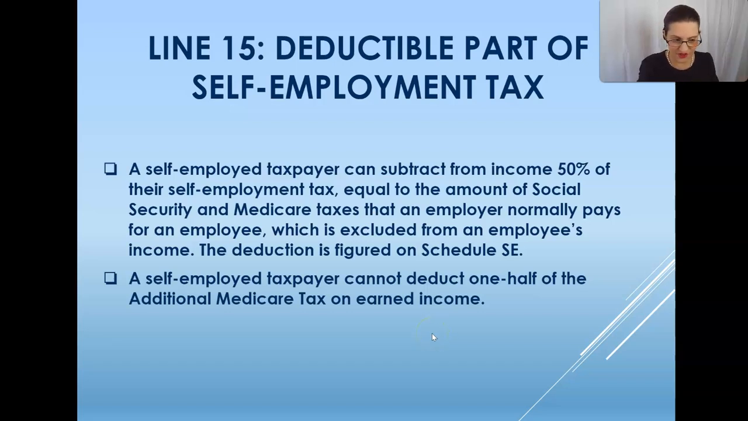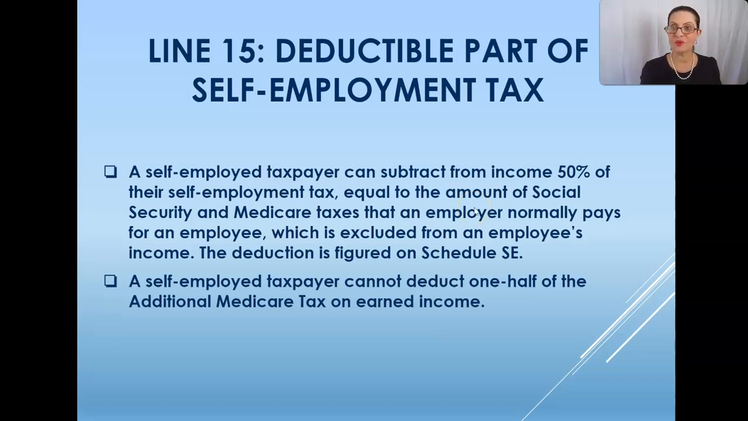And like I said, your software does all of this for you. I just want you to realize for the test, if they ask you a question about this on the exam, it's not a deduction that's taken on the Schedule C when you're self-employed. It's an AGI adjustment on the Schedule 1.